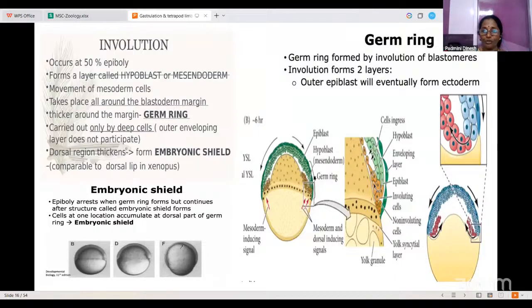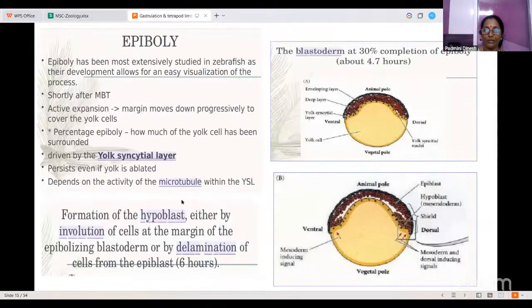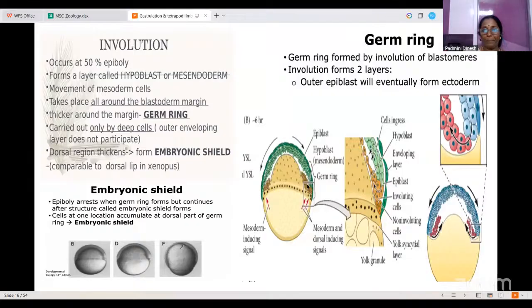The shield over here is called a germ ring or shield, or you can call it the embryonic shield. So involution occurs after 50% of epiboly. What is epiboly? Here you have the movement of the cells around the yolk, which is epiboly. And at a place called the germ ring, involution occurs, because again, they need a signal telling them where to involute. So involution occurs at the germ region over there.